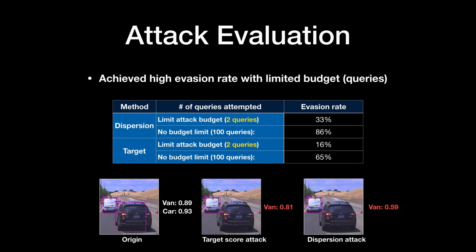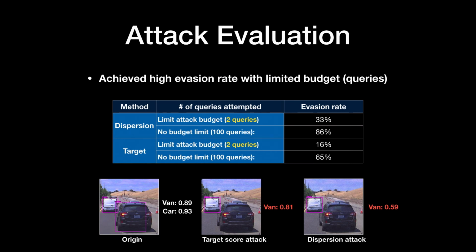Here we compare two attack methods, along with how much budget you have for the attacks. Suppose for the dispersion attack, if you have just two queries for each input test image, the evasion rate you can have is about 33%. If you have more budget, like 100 queries for each image, then the evasion rate increases to 86%. For the target score attack, with two queries for each input image, you can achieve about 16% evasion rate. With 100 queries per image, you can have a higher success rate, like 65%.